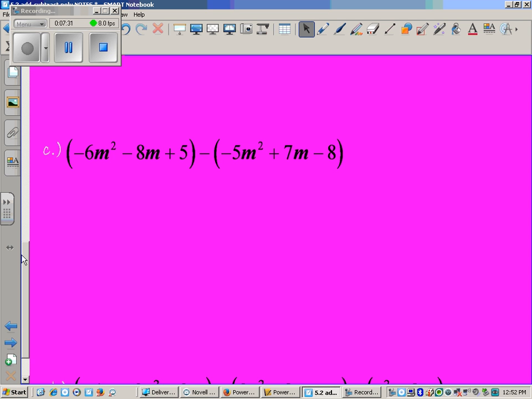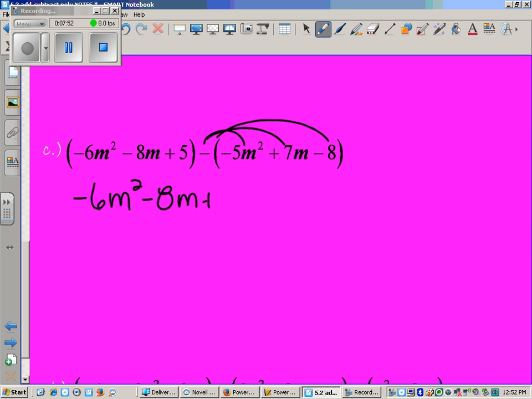All right, here's C. How does this one look different than the last one? Is there any difference? This one I'm asking you to subtract them now. So why is it important that I have those parentheses? Because don't I have to distribute this negative through?